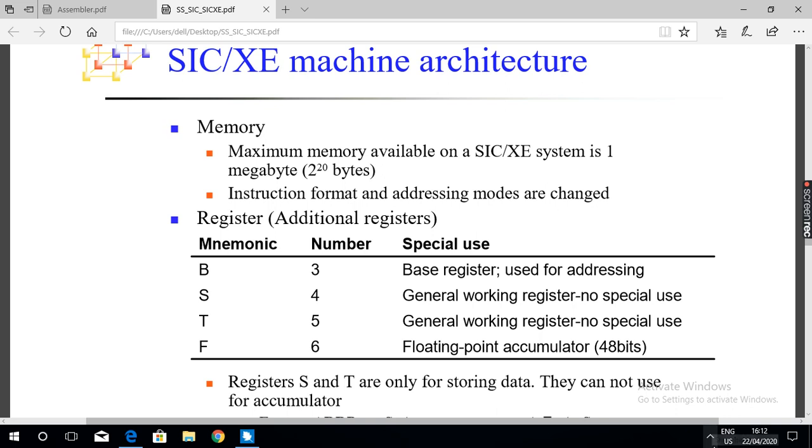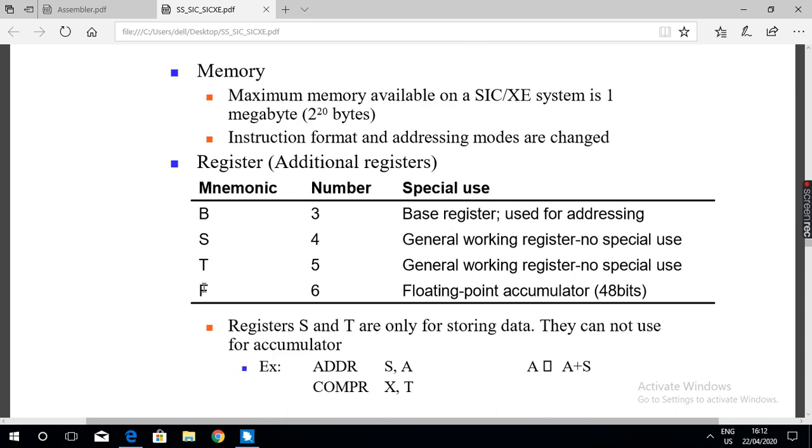In addition to that, SIC/XE provides the following registers. You can remember them as BSTF. SIC/XE has 4 additional registers. The first one is the base register. Its mnemonic is B. This register is used to store the address of a memory location. Its register number is 3.